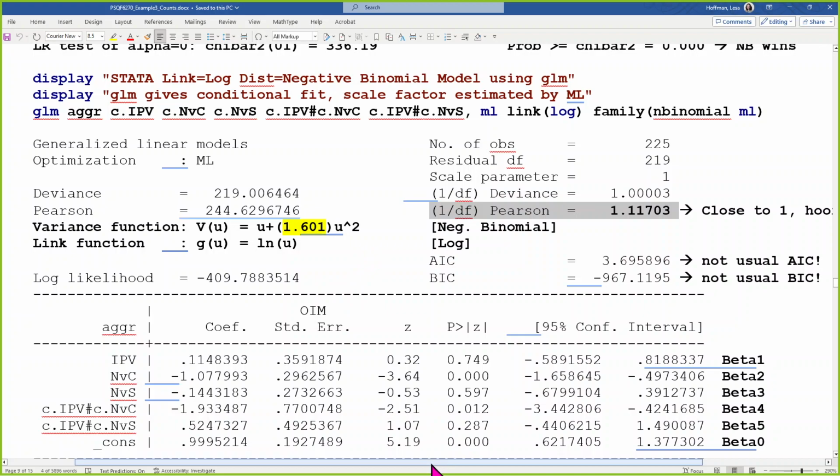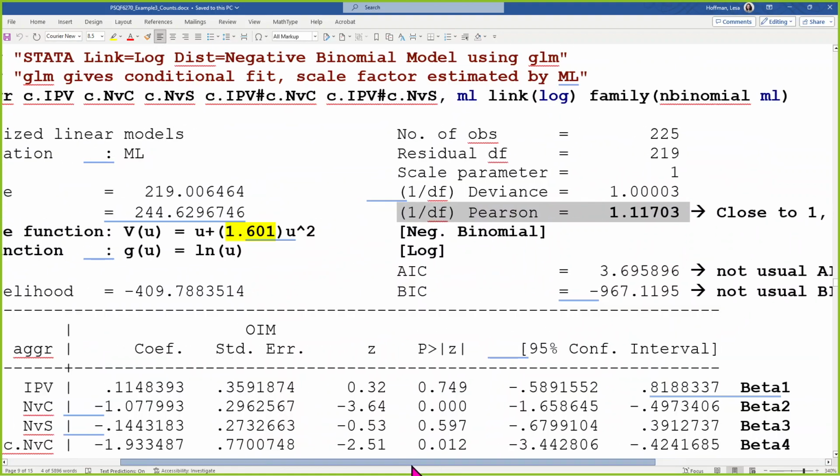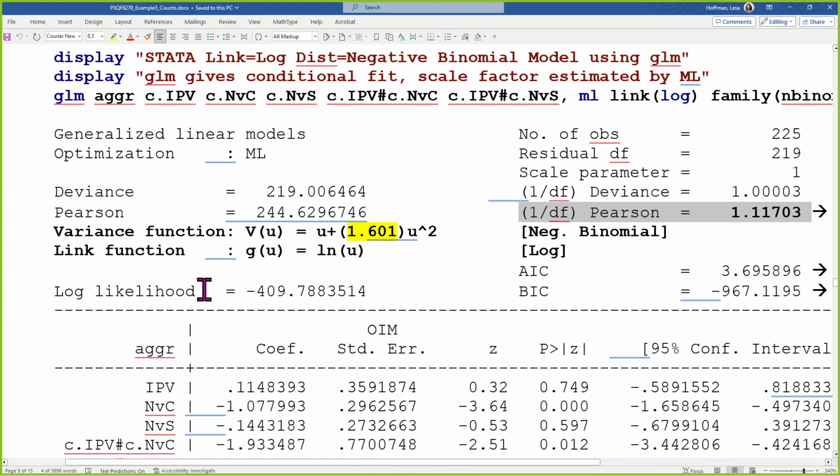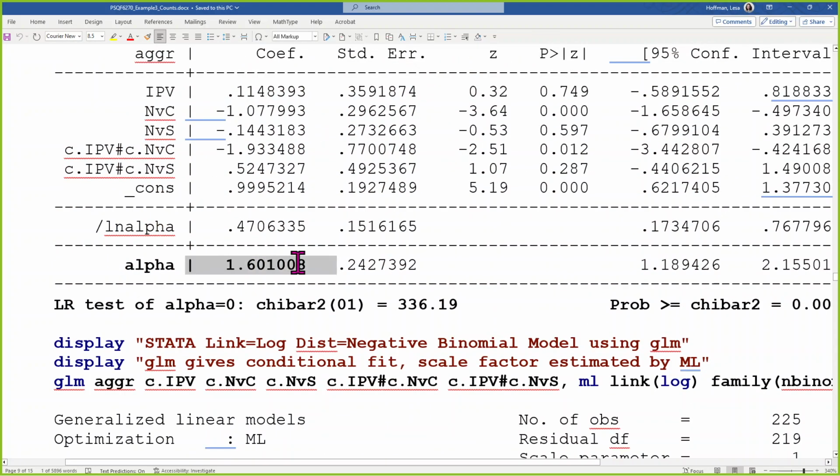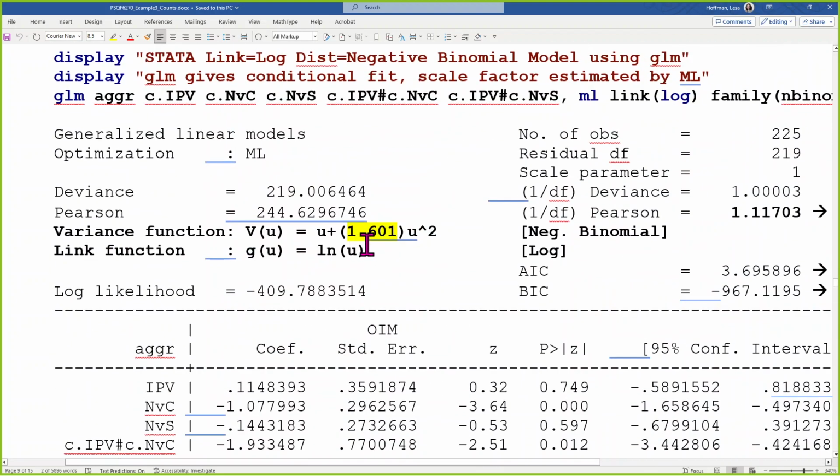Note that in the variance function over here, it's still trying to help you in its own Stata way. The variance function is this. 1.601 is the estimate of the stretchy factor k that allows the variance to grow as a quadratic function of the mean. If this number were 0 instead of 1.6, we'd just have straight Poisson. But this allows the extra variance.